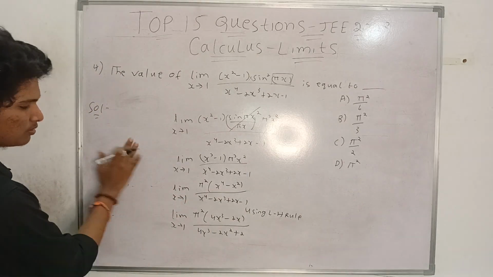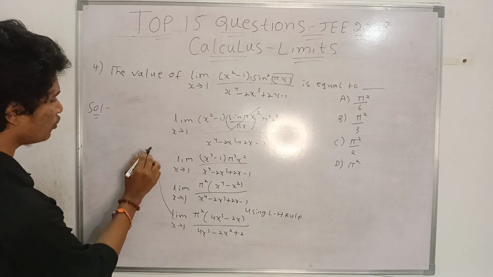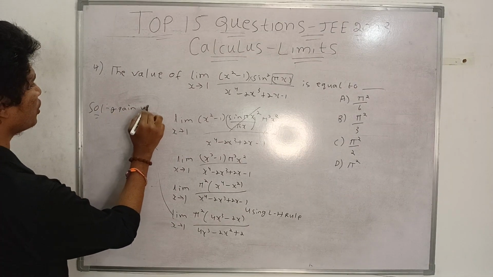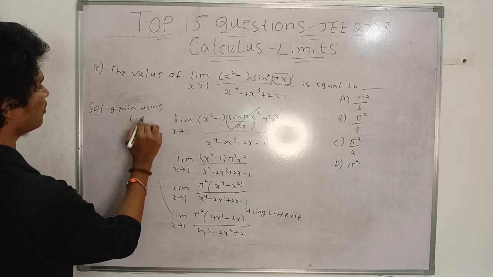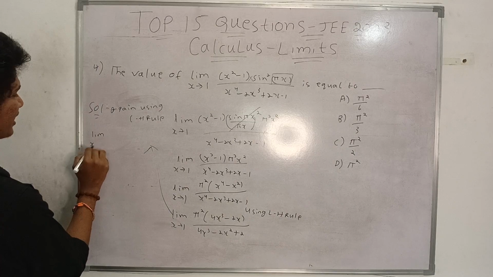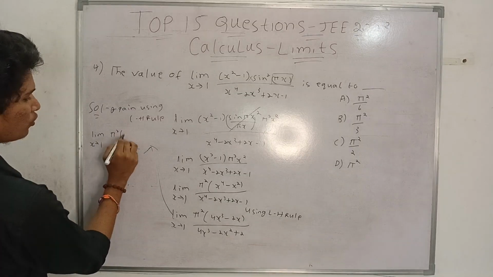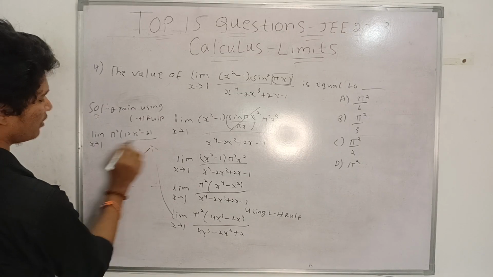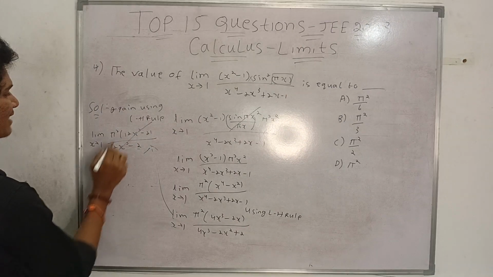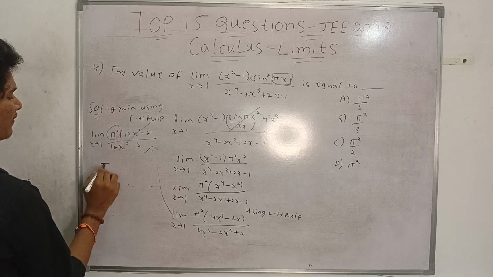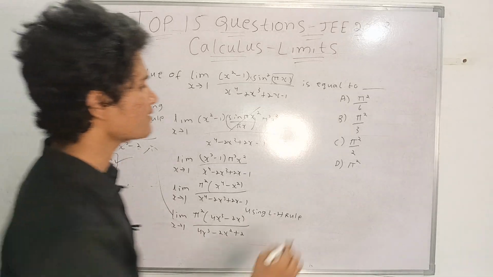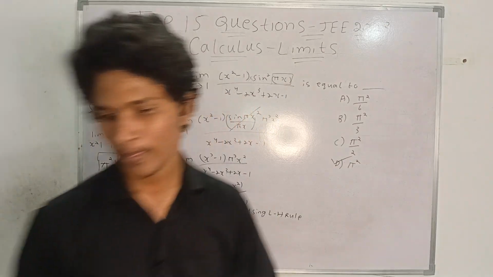So here again you can use L'Hopital rule. Again using L'Hopital rule, what you will get? Limit x tending to 1, pi square into (12x square minus 2) divided by (12x square minus 2). Here these two things will get cancelled and pi square is constant. So the final answer is pi square. So like this you can do. So the answer is pi square, D.